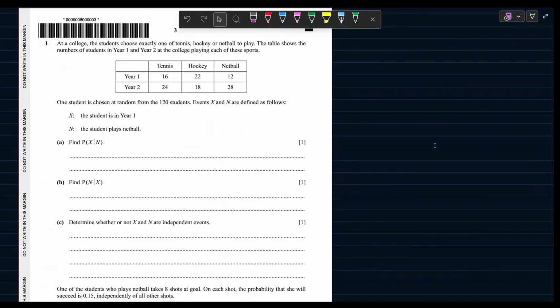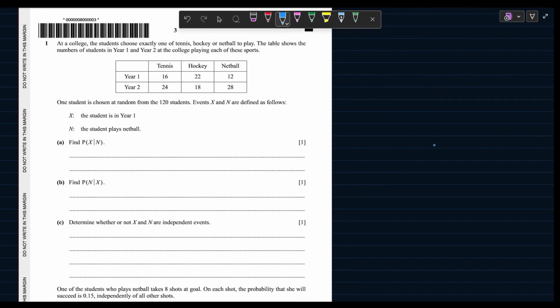Number 1. At a college, the students choose exactly one of tennis, hockey, or netball to play. The table shows the numbers of students in year 1 and year 2 at the college playing each of these sports. One student is chosen at random from the 120 students. Events X and N are defined as follows. X is the student is in year 1 and N is the student plays netball. Part A. Find the probability of X given N.